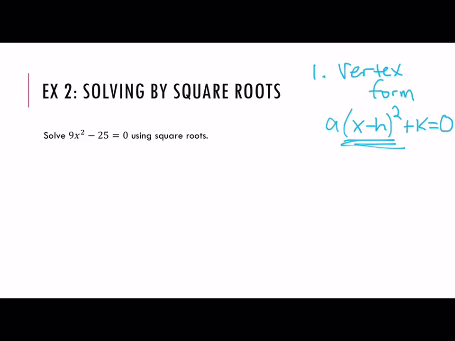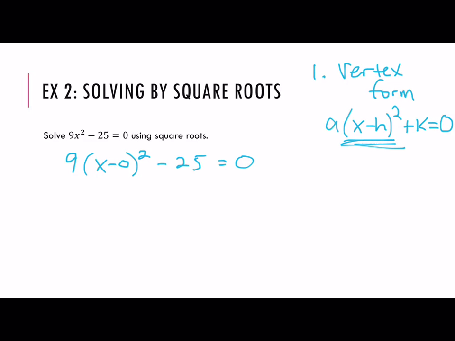Okay, so let's look at 9x squared minus 25 equals 0. Now you could think of this as either in standard form or in vertex form. In standard form, this would be like 9x squared plus 0x minus 25 is 0. But I could also think of this as being in vertex form. So this would be like 9 times x minus 0 squared minus 25 equals 0. All right, so how do you know which to go with? Well, in this case, it's more convenient to think of it in vertex form.